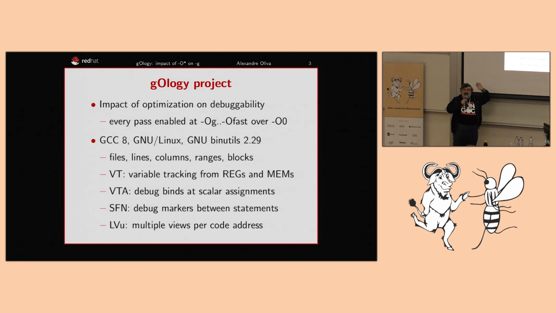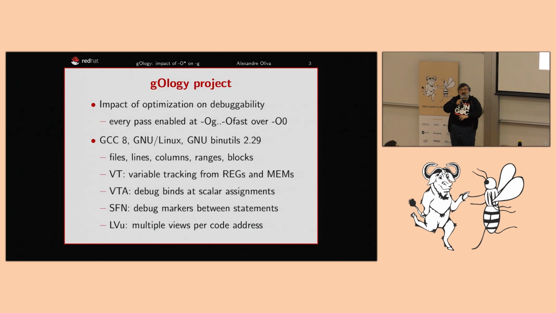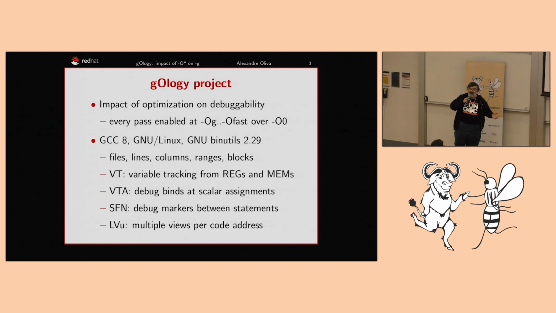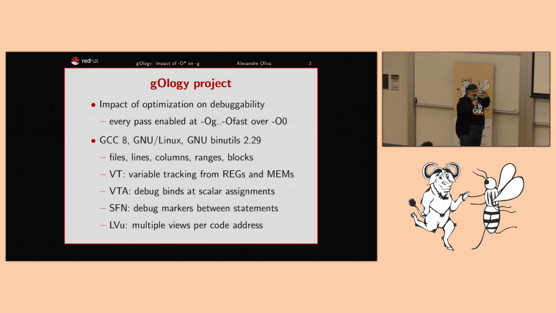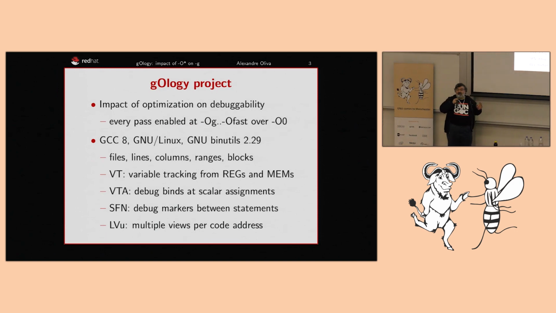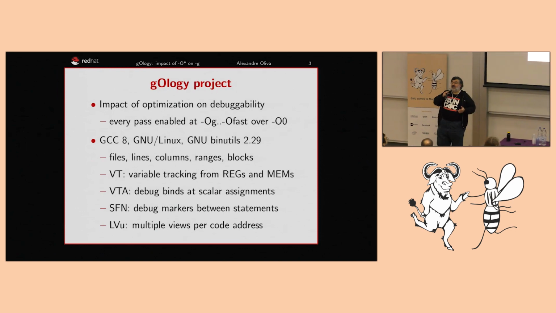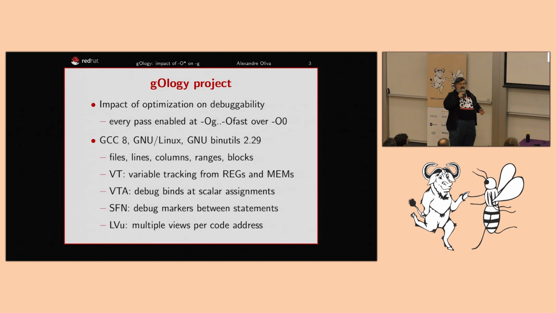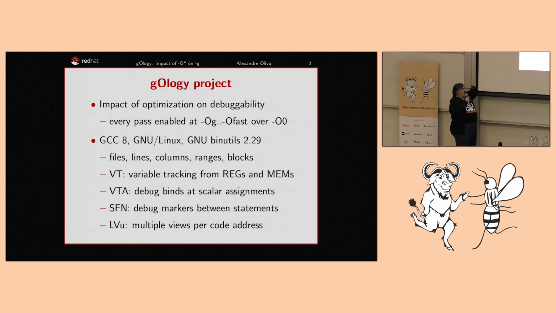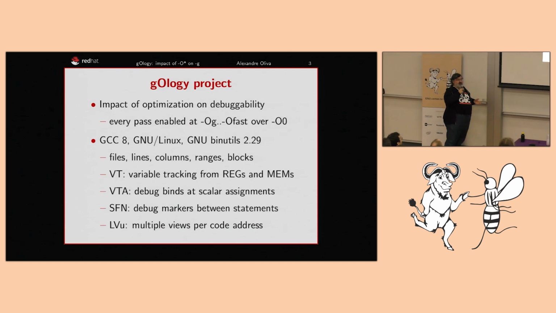So every pass that is enabled by one of these O flags and that is not enabled at O0, or that even if it is enabled by O0 but it is somehow modified by these flags, then I looked at that and I tried to figure out how well the debug info that we generate is preserved, so that we can in the end find the information that we need. So I worked on GCC 8, the first release out of the GCC 8 branch. That was when I started.